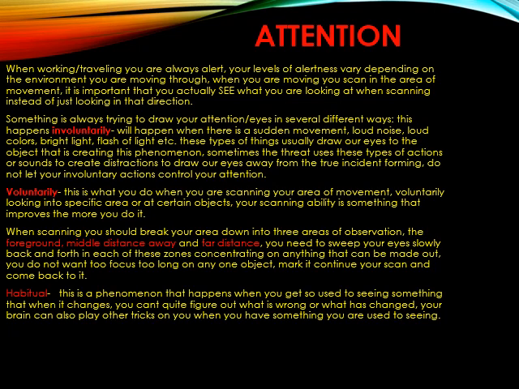Voluntary, this is what you do when you are scanning your area of movement. Voluntarily looking into specific areas or at certain objects. Your scanning ability is something that improves the more you do it. When scanning, you should break your area down into three areas of observation: the foreground, the middle distance, and the far distance. You need to sweep your eyes slowly back and forth in each of these zones, concentrating on anything that can be made out. You do not want to focus too long on any one object. Mark it, continue to scan, and come back to it.